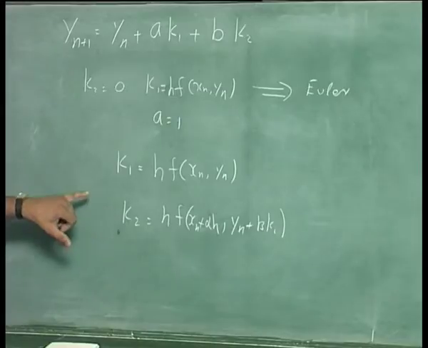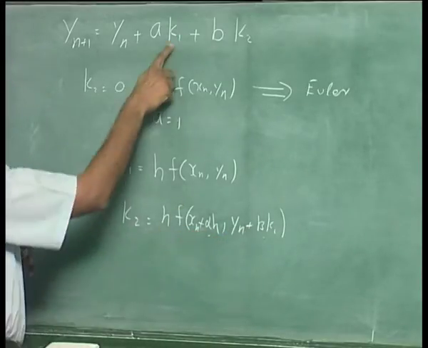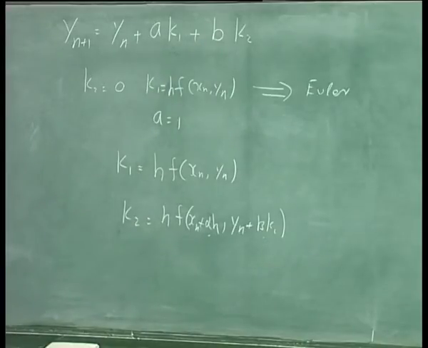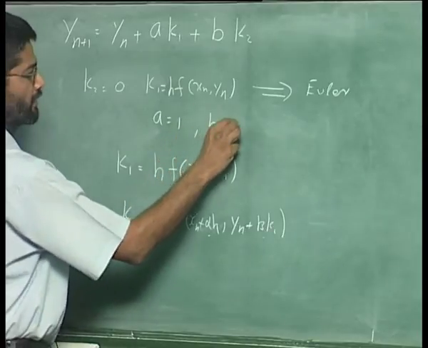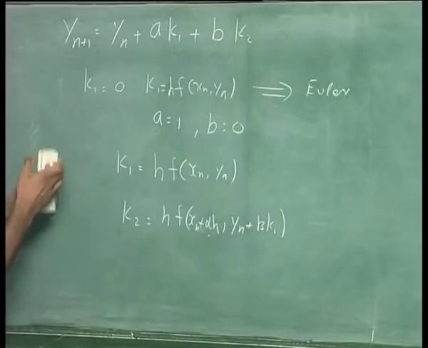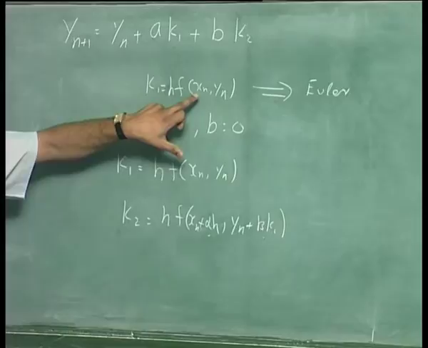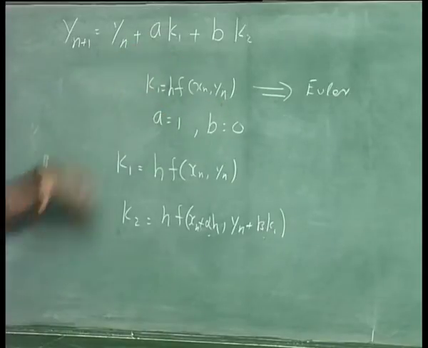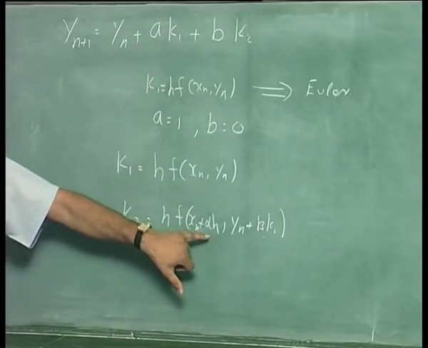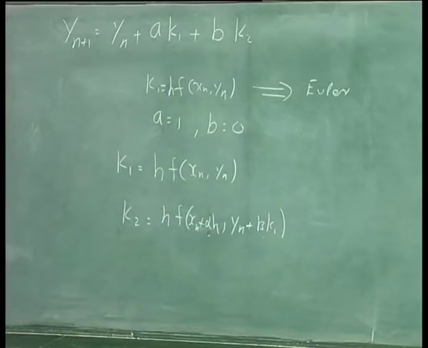Our idea would be to determine alpha, beta, a, and b. Remember, in the limit a goes to 1 and b goes to 0, then we don't have to determine k 2, and with k 1 equal to h times f of x n, y n, it is the Euler scheme. That is equivalent to saying that a is 1 and b is 0. Then we have the Euler scheme.